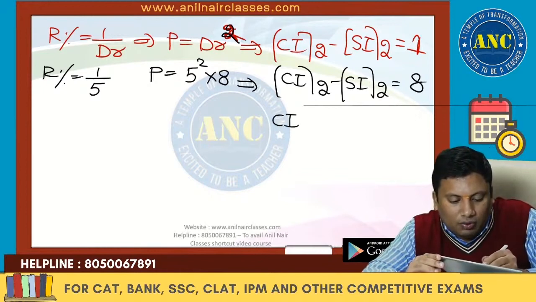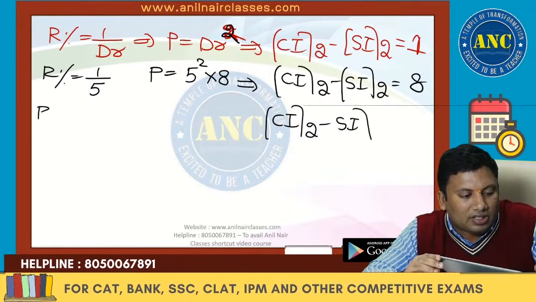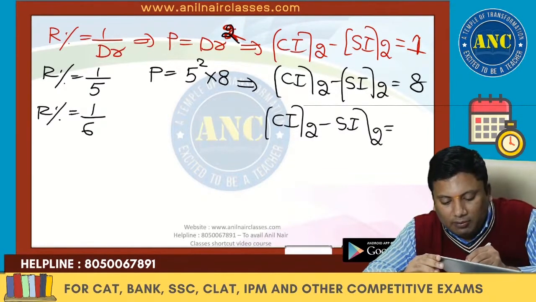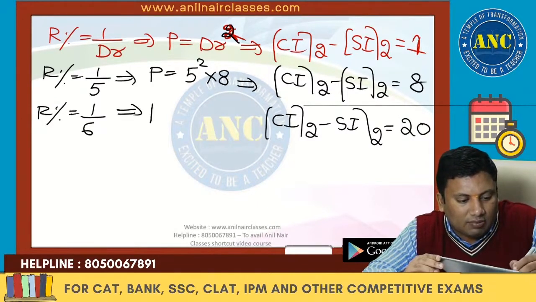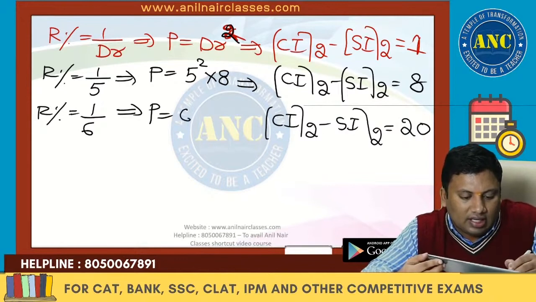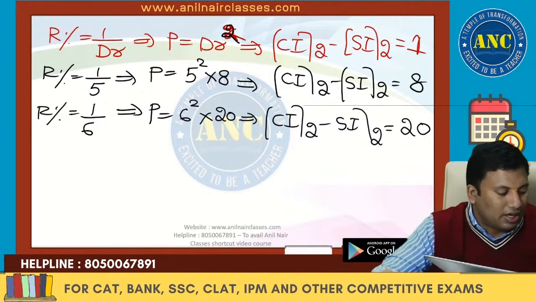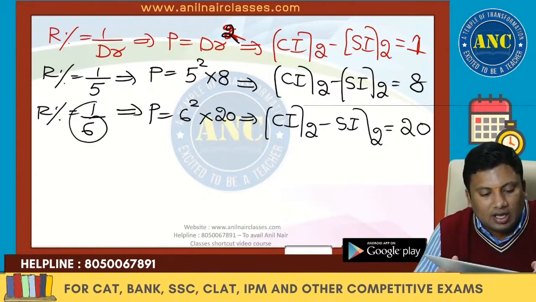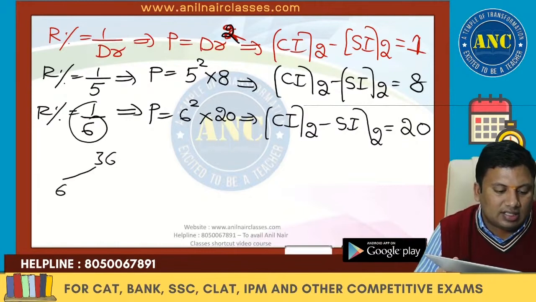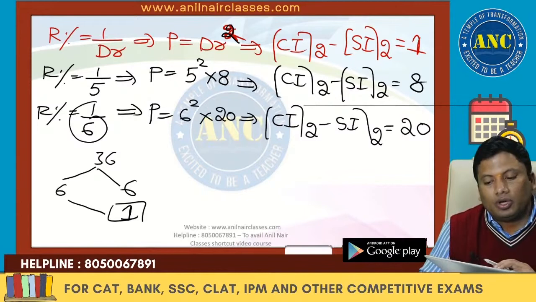CI for 2 years minus SI for 2 years. If R percentage is 1 by 6, and D is nothing but 20, so what will be the answer? Answer is nothing but P is 6 square into 20. I hope it is clear. You don't need to do it like this, 1 by 6 is 36, 6, and it is 1, change is 1. No, you don't need to do it.